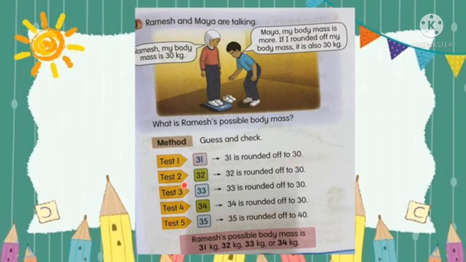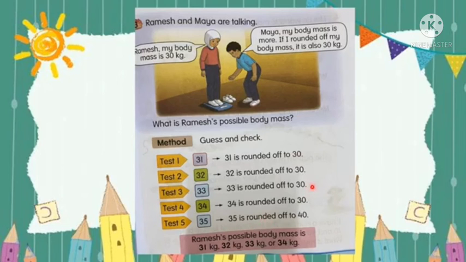Next, we take 32. 32 is rounded off to 30 also. Next one, 33. 33 also rounded off to 30. What about 34? 34. When you round off, you will get 30 also. Next, 35. 35 is rounded off to 40. So, what can we say here? What is Ramesh's possible body mass?